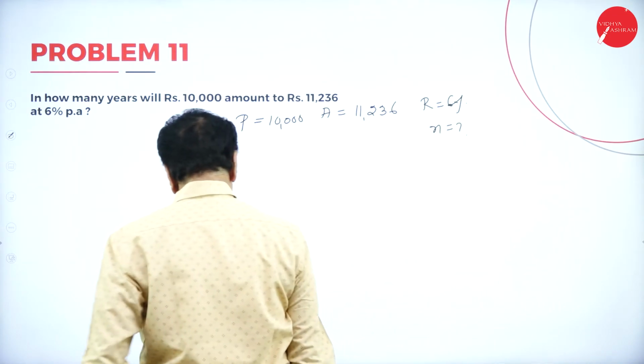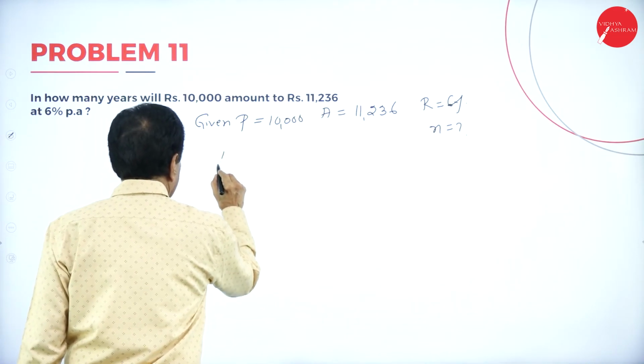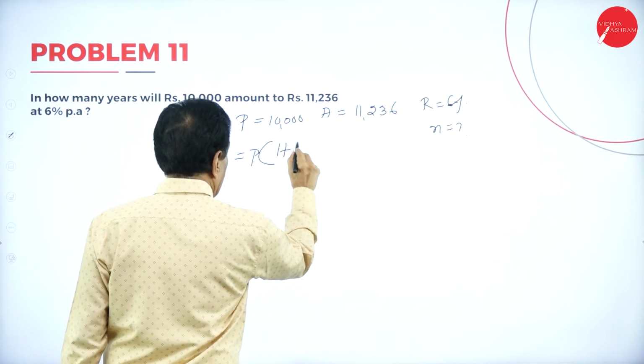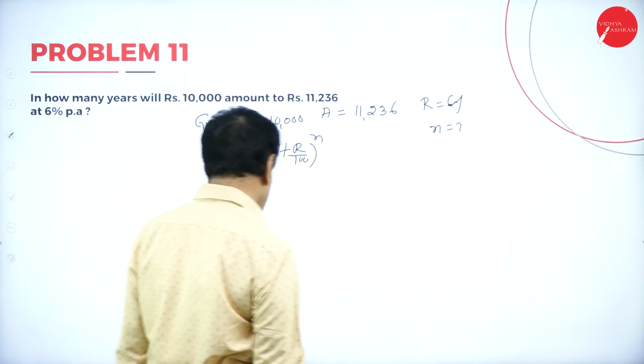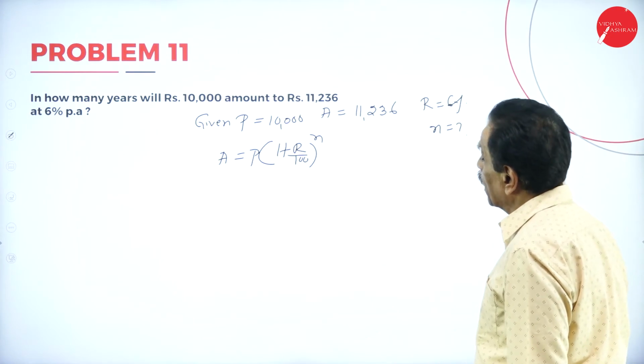In how many years he is asking? So what's your common formula? Compound A is equal to P into 1 plus R over 100 to the power of N. This is a regular formula you are going to use. Number of years you don't know. What's your A?